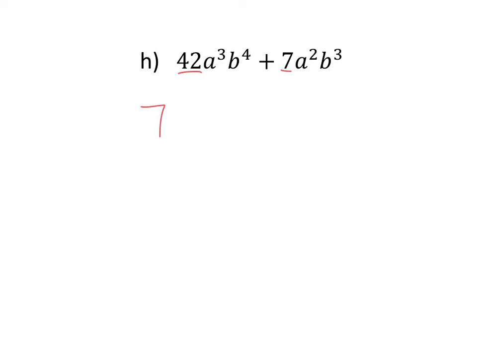And then look at your variables. You have two different sets. Look at them separately. If I look at just my A's, A squared is the smallest. And if I look at B's, B to the 3rd is the smallest. Okay. So we start back in the beginning. 42 divided by 7 is 6. A to the 3rd divided by a to the second. We subtract the exponents. I'm left with a single a. And b to the fourth divided by b to the third. I'm left with a single b.